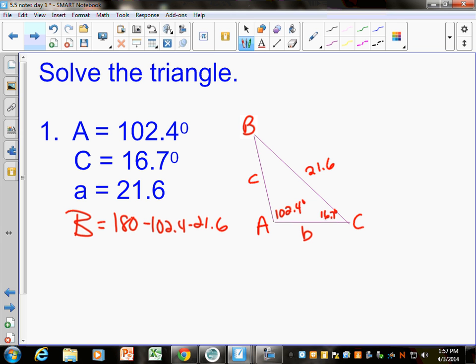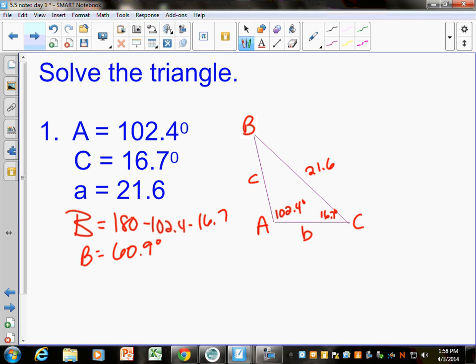Do you have to write that on your paper? No. And I'm just writing it in our notes. Sorry, it's 16.7, thanks. 180 minus 102.4 minus 16.7 means that angle B is 60.9 degrees. So even if I knew nothing else, I could at least solve for the other angle in this one.